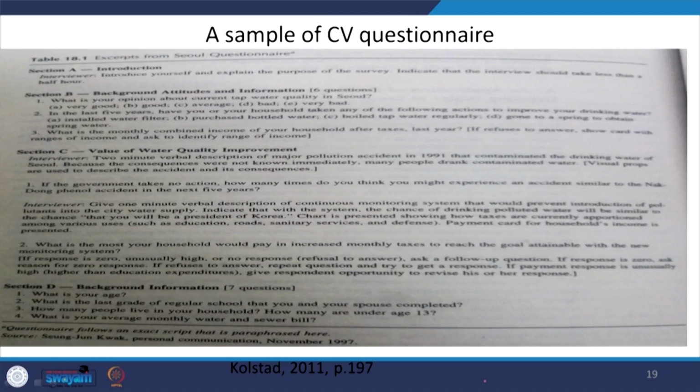Then we will be posing what exactly we are going to value, whether it is the water quality improvement or the air quality improvement. Then we will be posing the questions on the background information of the respondent itself. Here we are discussing a questionnaire on the water quality improvement in Seoul.